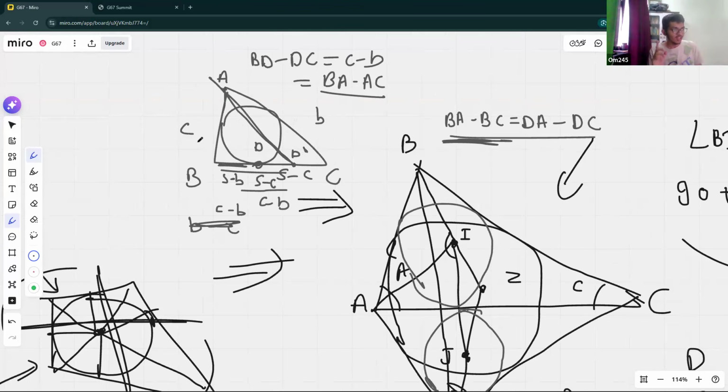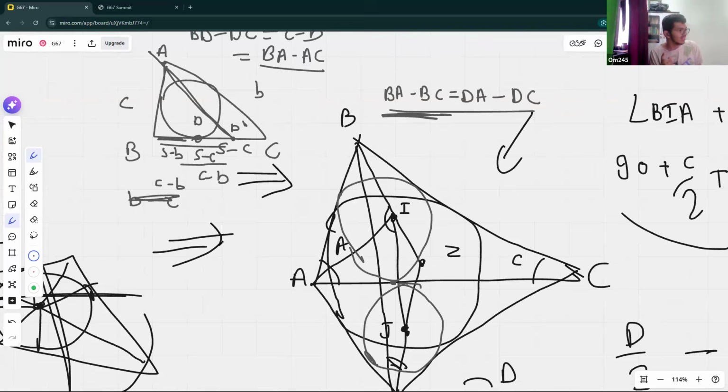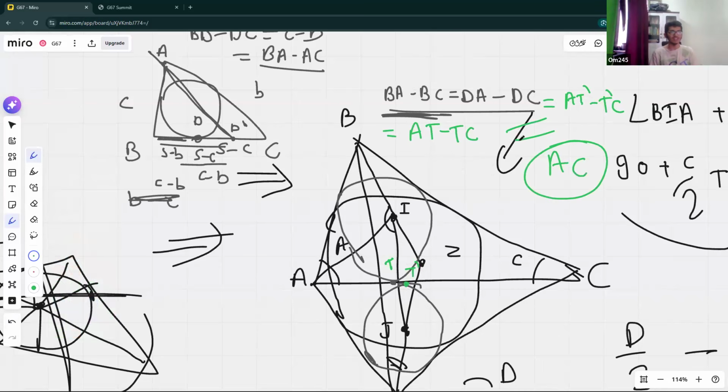On that note, suppose the incircle touches at something called T, then we know this length is equal to AT minus TC. But if the incircle touches at T dash, suppose, then we know this is equal to AT dash minus T dash C. But AC is the same length. So you have both equations true, so this implies T is equal to T dash. Does everyone get it?